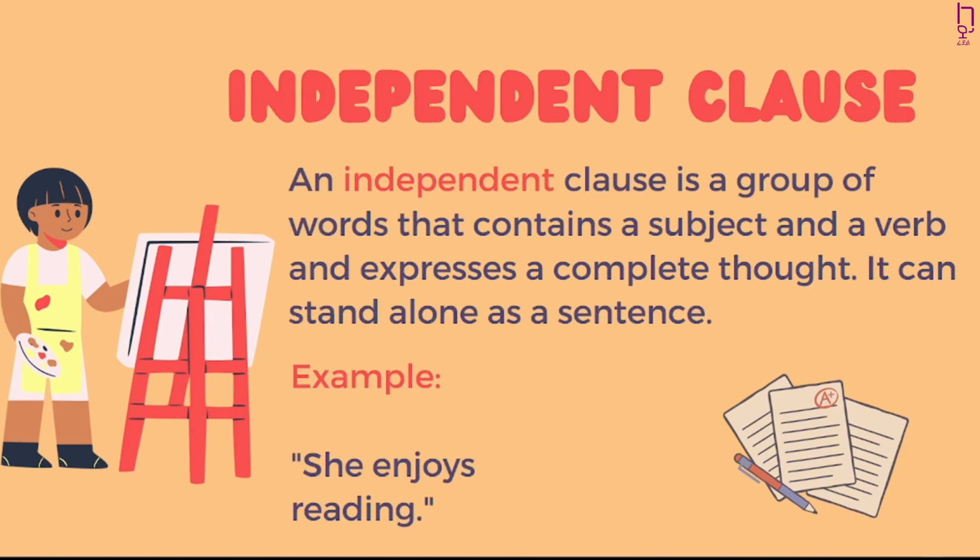So now we'll see the independent clause and the dependent clause. An independent clause is a clause or a group of words that contains the subject and the verb, and it expresses a complete thought, which means it can stand alone as a sentence. So an independent clause can be said to be a sentence because it can stand alone on its own. For example, she enjoys reading. So this is a clause, but it's independent, so it can also be a sentence. That is what we call an independent clause.